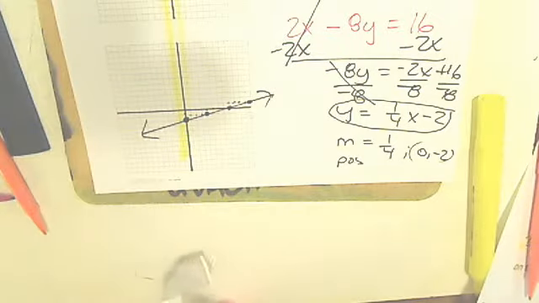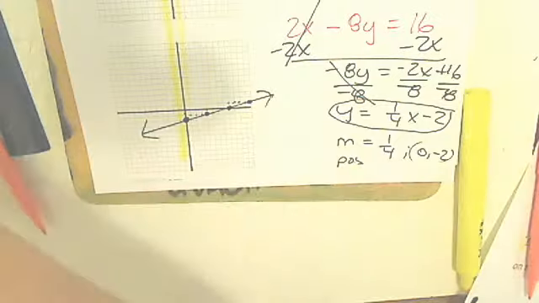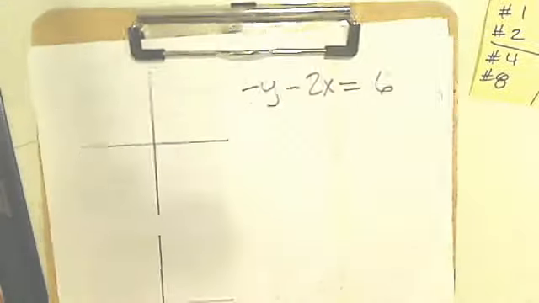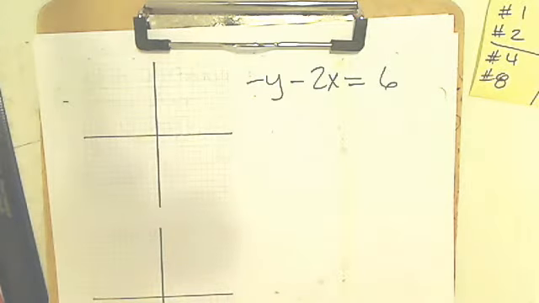Okay, let's move on. Let's go to the back page. I want to graph. What happens if I have this equation? Negative y minus 2x equals positive 6. Think 2 steps ahead. What is the last step that you have to do to this equation? Divide by negative 1.